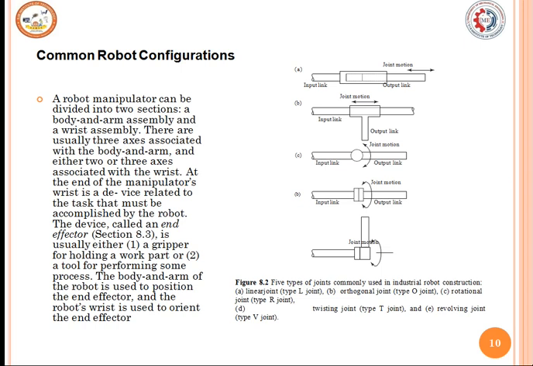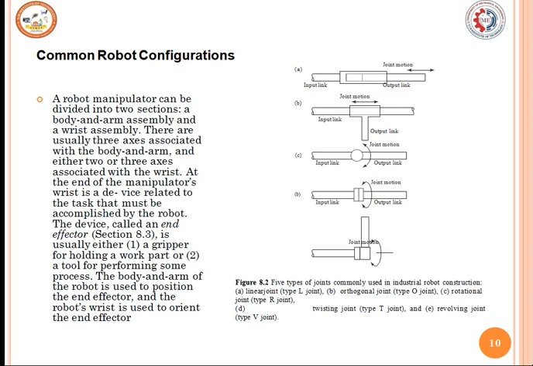Here you can see the first one, the linear joint. In the linear joint, for the input you give, the output is linear. The second one is the orthogonal type. For this joint motion, the input link moves horizontally and the output link moves vertically. The third is the rotational joint. Here, for the input link, you can expect rotary motion at the output. That is, it is a rotational or R joint type of motion.